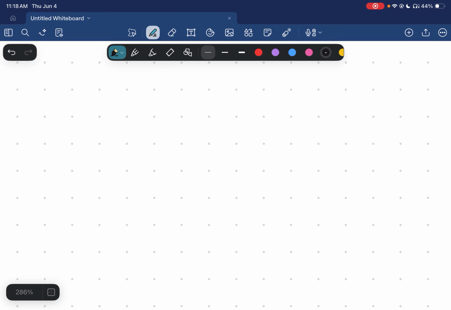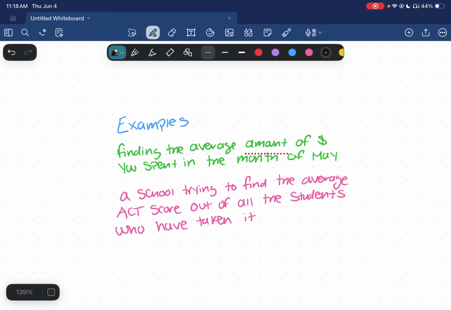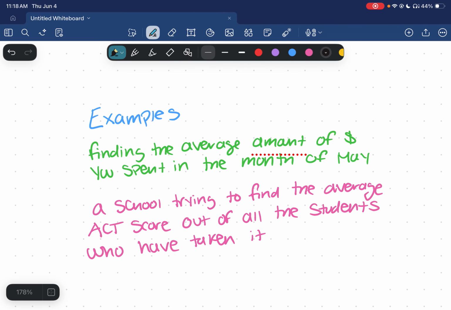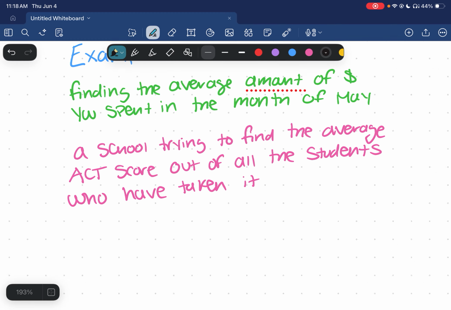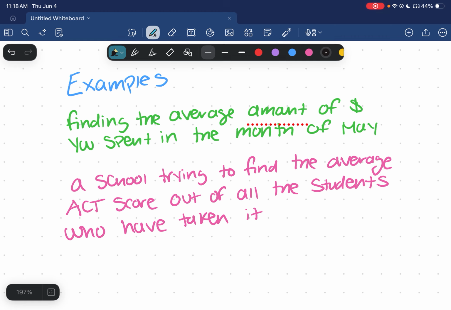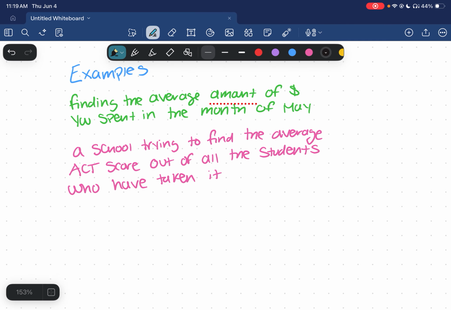Some real-life examples include finding the average amount of money you spent in the month of May, or a school trying to find the average ACT score out of all the students. So to find the average of these, all you would really need to do is just add up all the numbers in the data set and divide the sum of them by the number of data that you have. So I'll show you all that in an example.